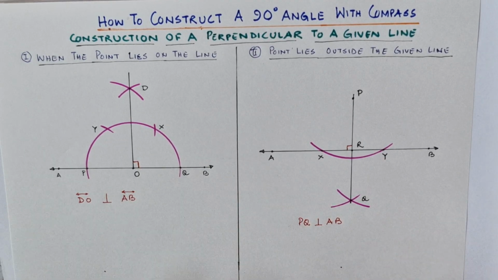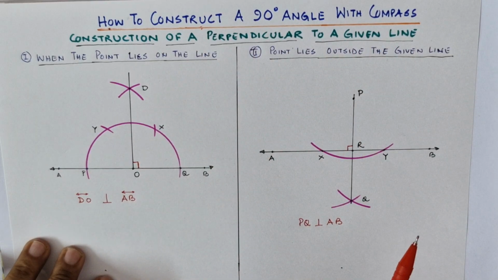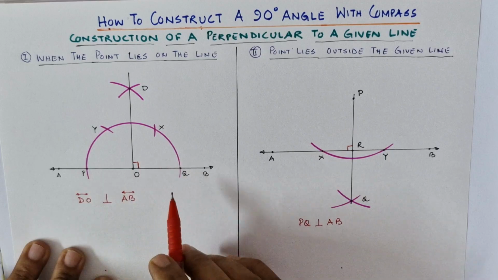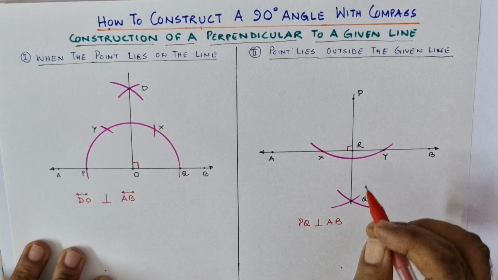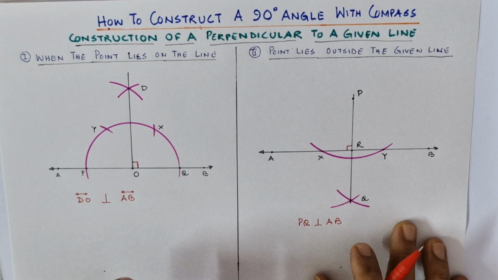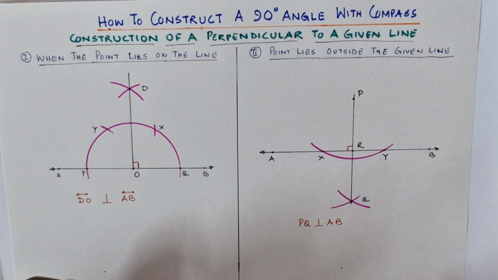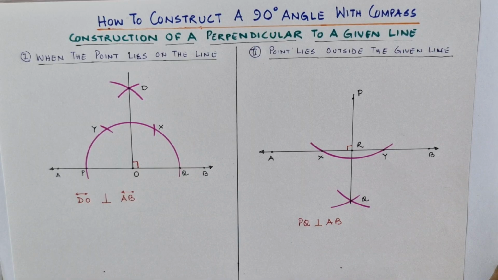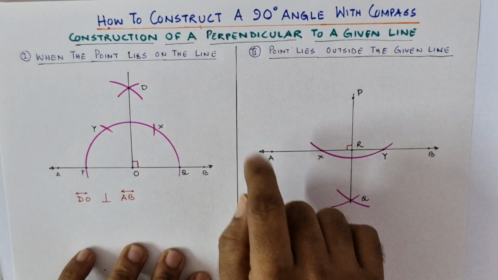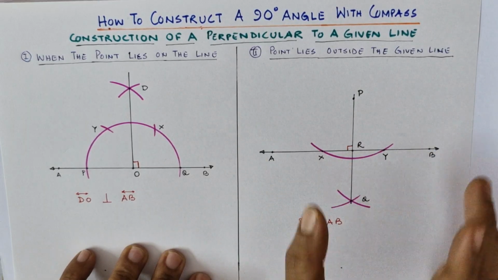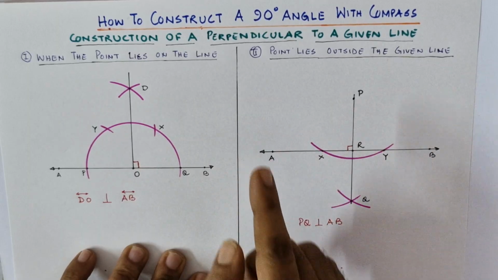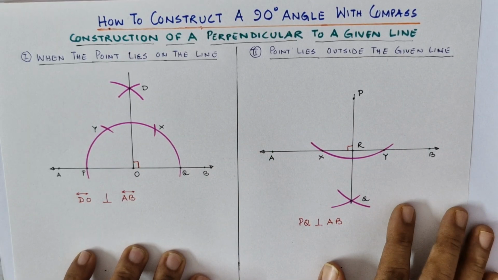So these are the two scenarios of how to construct a 90 degree angle with a compass: when the point lies on the line, and when the point lies outside the given line. I have shown you how to construct a 90 degree only with the compass and the ruler. Obviously, in future classes we'll see how to draw a 90 degree from the end point of a line. You'll be given a line segment, and from the end point we'll be drawing a 90 degree. We'll see that in the future classes.